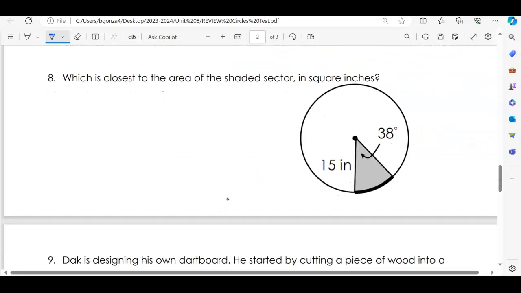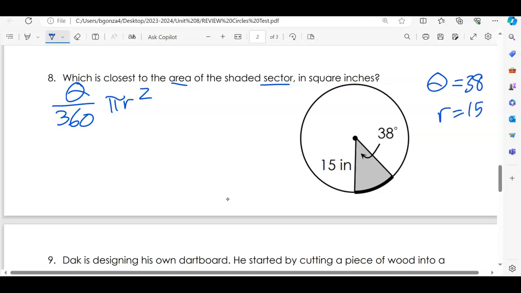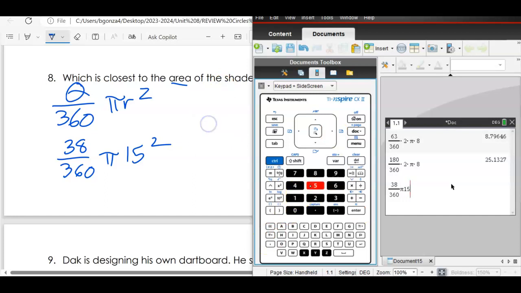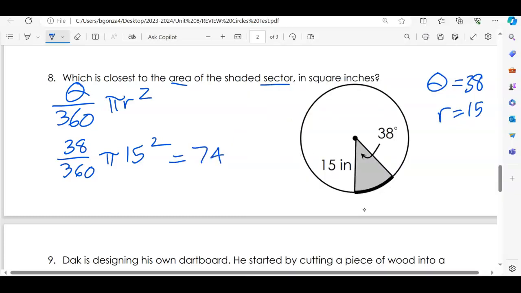All right. Which is the closest area of the shaded sector? Area of the shaded sector. So remember, that's theta over 360 pi r squared. Theta is 38. The radius is 15. So it's going to be what? 38 over 360 pi 15 squared. 38, control divide 360, go to the right. Pi 15 squared. 74.61. And the units are inches, so it's got to be inches squared. Cool.